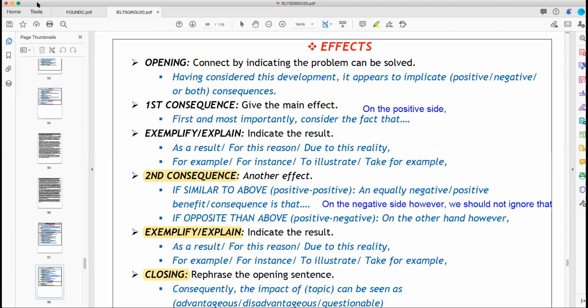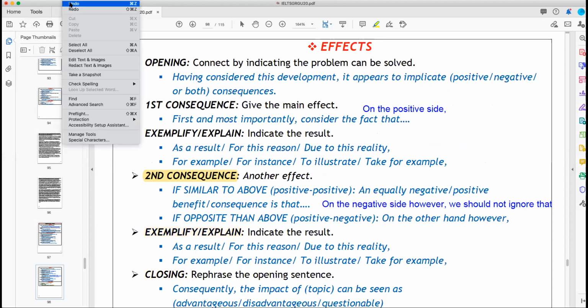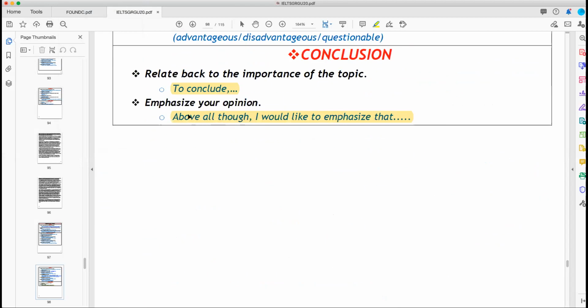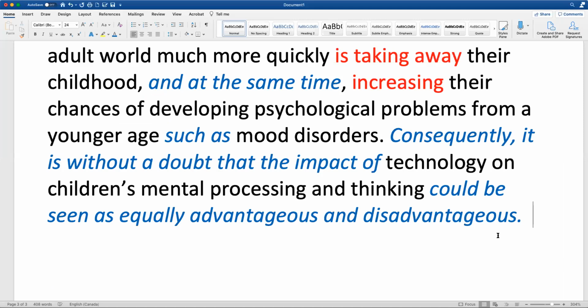Now we're going to get to our conclusion. To conclude, we're going to relate back to the topic, and then we need to emphasize our opinion. Right, Andrew? Yep. This is where he shines. I love Andrew's conclusions. You know what they are? Nothing. Just blank space. To conclude, period.